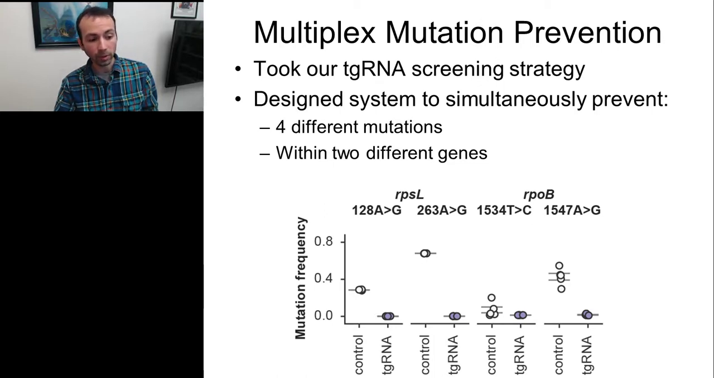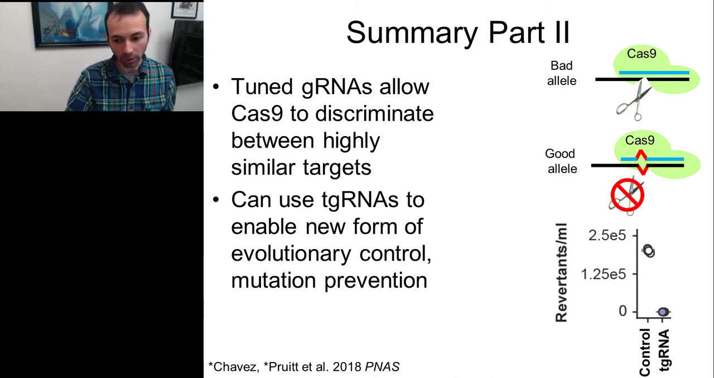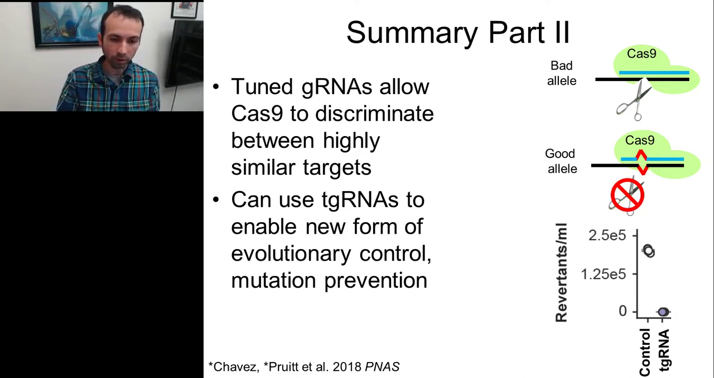So, summary for part 2 of my talk. Tuned guide RNAs allow Cas9 to discriminate between highly similar targets. They let you cut that bad allele while leaving the good allele alone. And you can actually use these tuned guide RNAs to enable a new form of evolutionary control, which we like to call mutation prevention. It basically lets you prevent any mutation from becoming fixed in the population once you've designed a system against it. And this paper was recently published also.